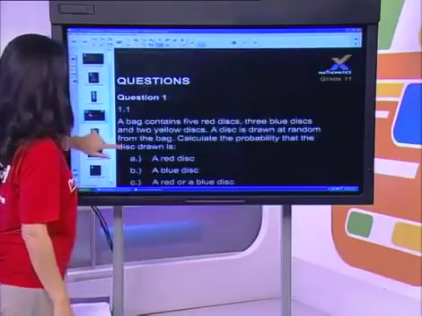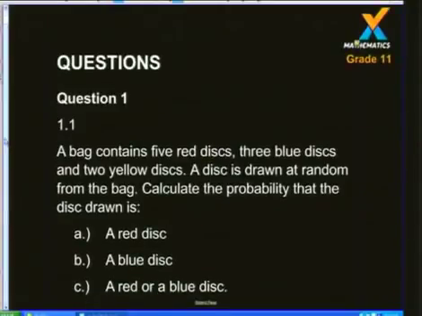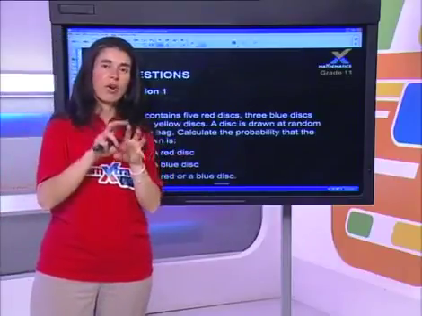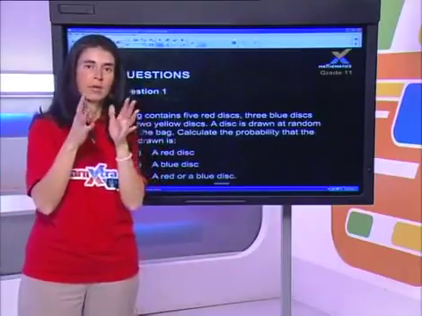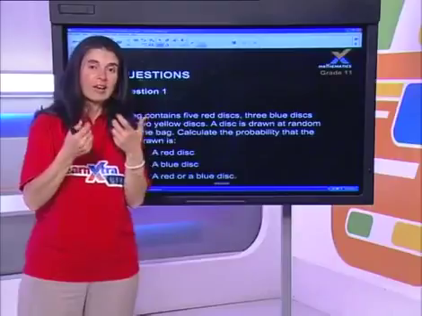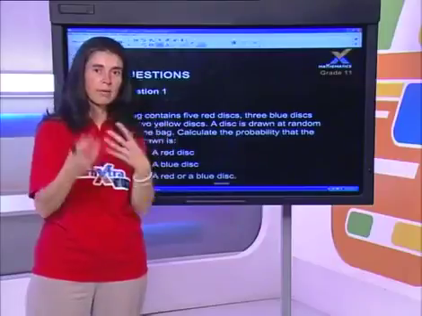Okay, so now let's go back to 1 and tell me what you think is happening with this event. A bag contains 5 red discs, 3 blue discs, and 2 yellow discs. And a disc is drawn at random from the bag. Calculate the probability that the disc drawn is a red disc. Now, if you have the red, blue, and yellow discs, are those events mutually exclusive or not? I cannot take a disc and have it be 2 colors at the same time. We're assuming here that they're all red or all blue or all yellow. They're not a mixture of colors.